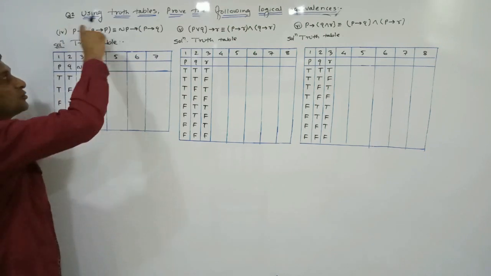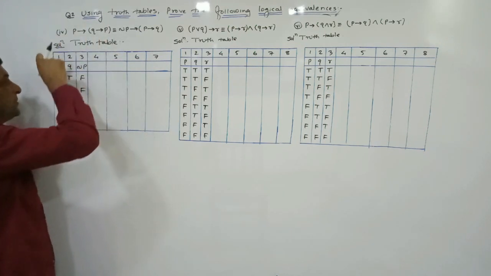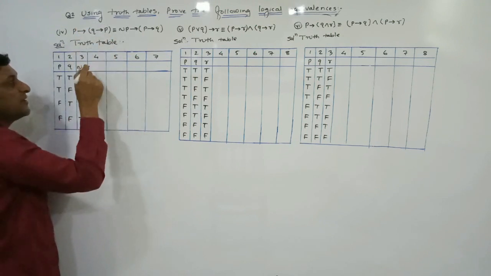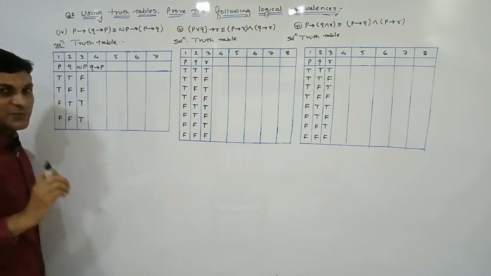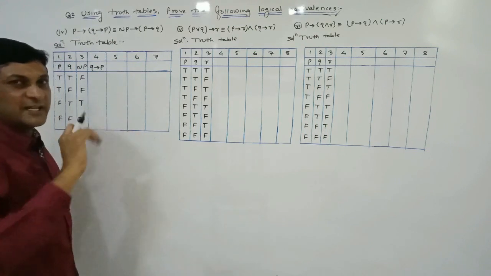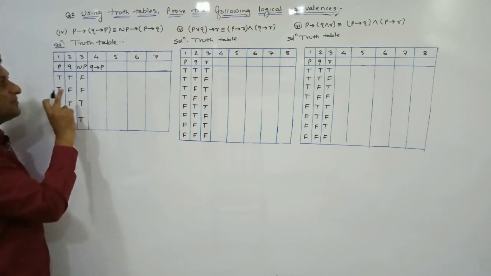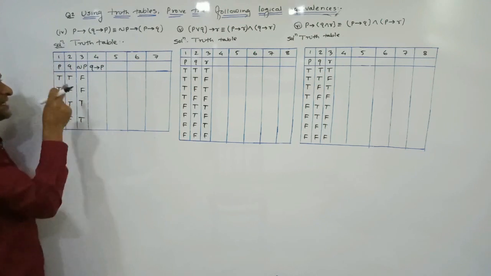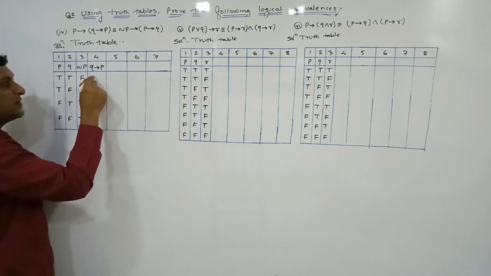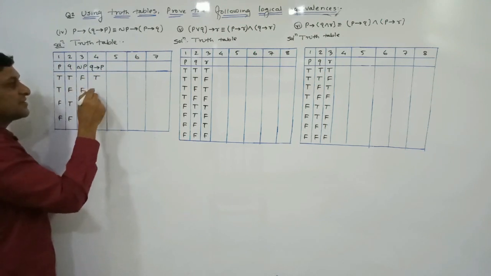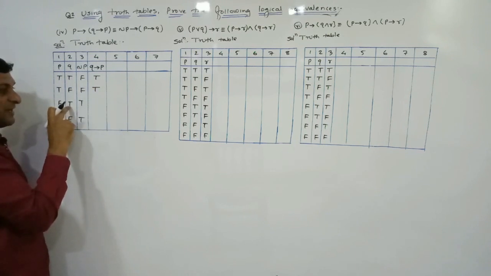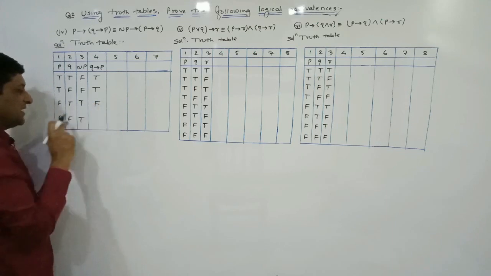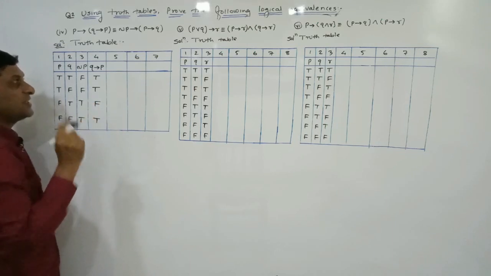Now we are finding the truth value of the first part. The truth value of P is already known to us. Now try to find Q implies P. We know that implication is false only when the first statement is true and the second statement is false. This is the first statement, this is the second statement. Check that. T F does not appear, so it is true. Here also T F does not appear, so it is true. Here T F appears, so it is false. Here T F does not appear, so it is true.